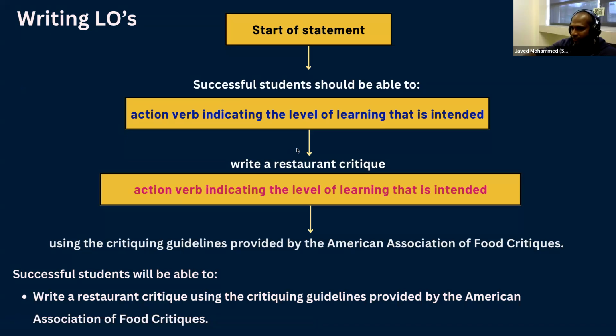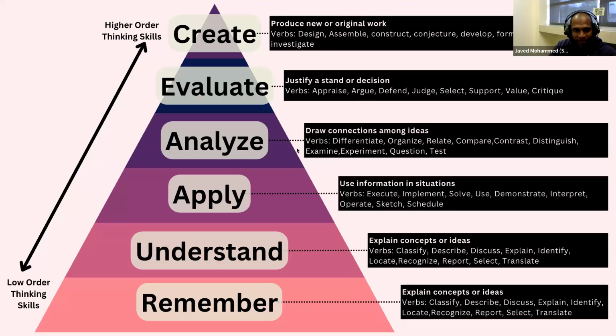So you start with the statement, then you use an action verb. And in this case, the example is write a restaurant critique. And then that verb should be aligned to some kind of standard. Something that's measurable. Using a critiquing guideline provided by so and so. Right? So here, it's not a learning outcomes workshop, but I'm just giving you the idea. And this was in the document, the Bloom's taxonomy.